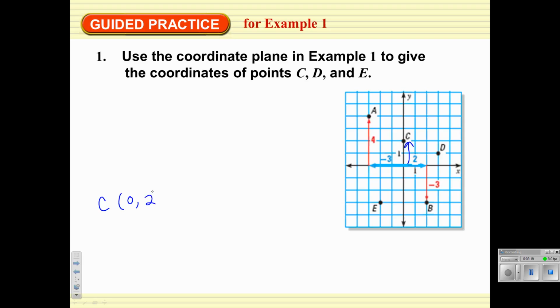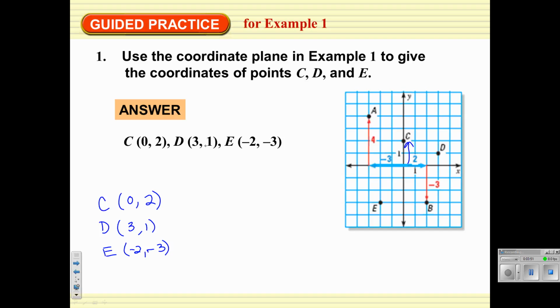Okay, and for D, hopefully you've done this. If you haven't, you should have paused the video to do this. For D, go to the origin. We're going to go to the right 3, so a positive 3, and up 1. So this one becomes 3, 1. And for E, our coordinates are 2 to the left, so negative 2, and 3 down, so negative 3. So let's see if those are correct. 0, 2, 3, 1, negative 2, negative 3. And of course we are correct. I hope you are correct.